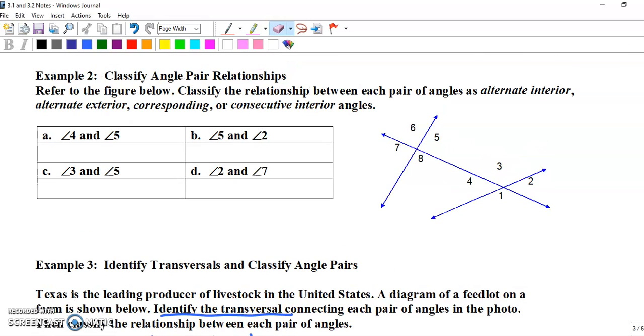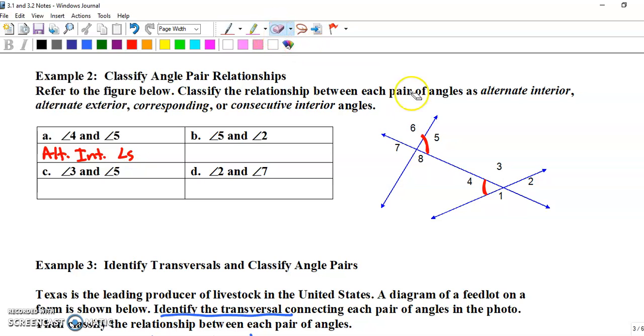So to continue on here, if you have a picture, we want to be able to identify what type of angle pair they are. So here's angle 4, here's angle 5. Notice they're on opposite sides of the transversal, so they are alternate, and they are between the two lines, so they are interior angles.